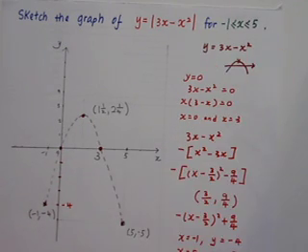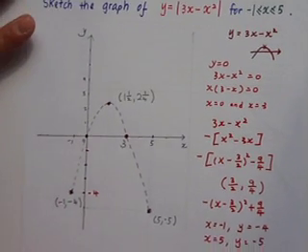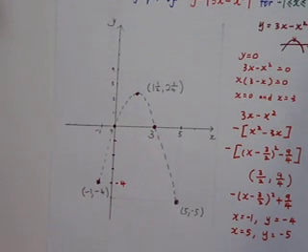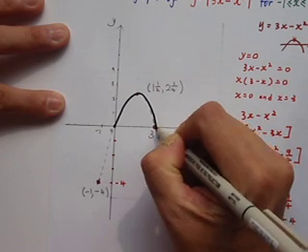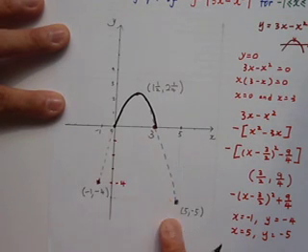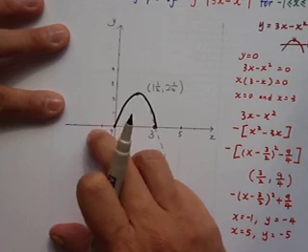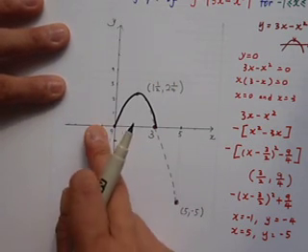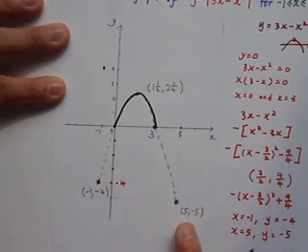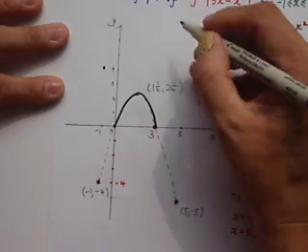So when I put on the modulus sign, what happened to this graph? The portion that is above the x-axis will remain unchanged. The portion that is below the x-axis will be reflected. So this point -1, -4 will be reflected to -1, 4. And this point 5, -5 will be reflected to 5, 5.